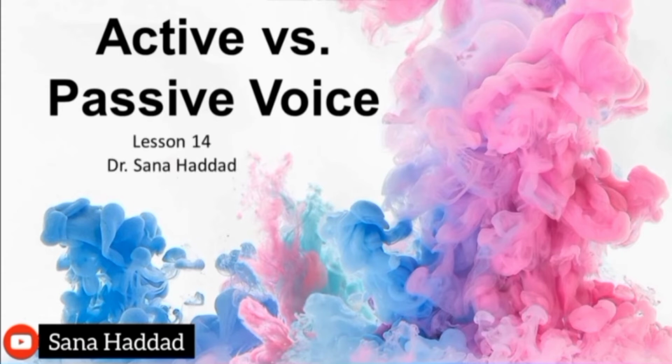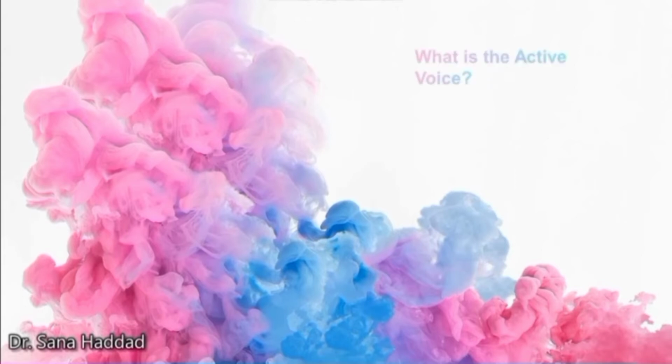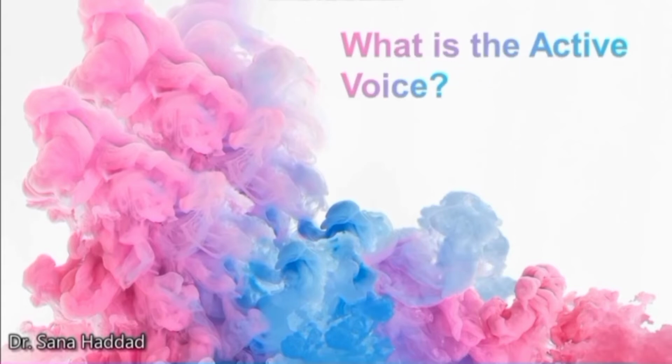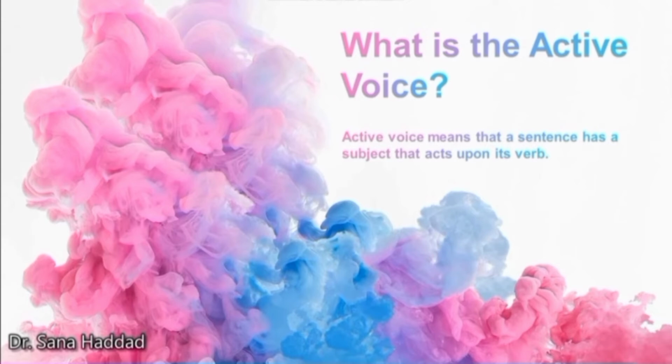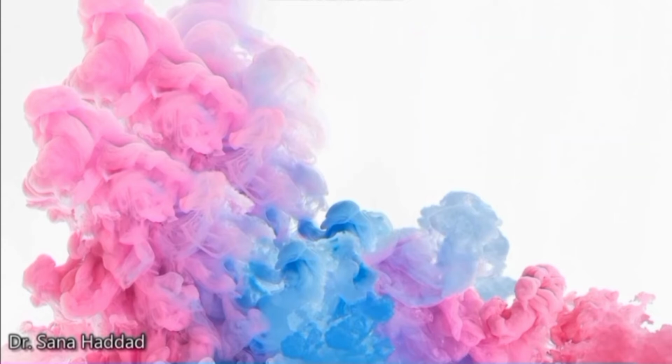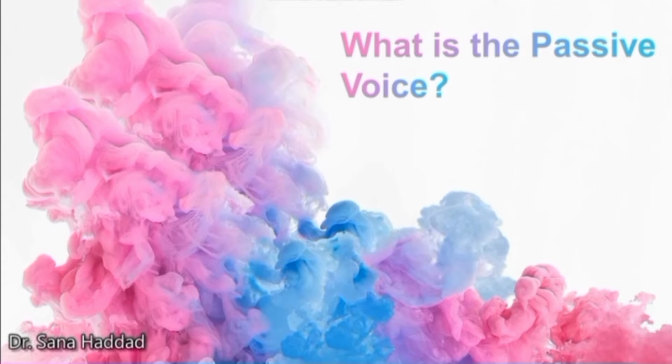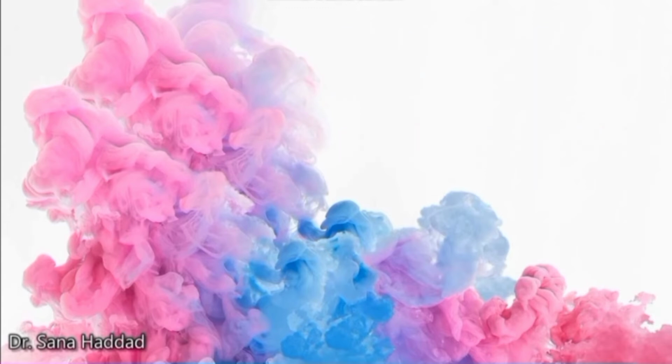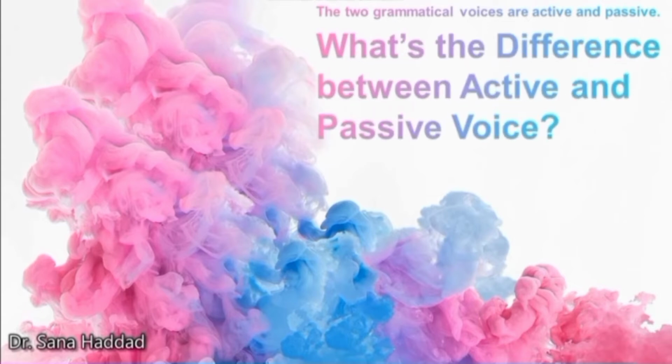Today we're going to talk about the active and passive voice. What is the active voice? Active voice means that a sentence has a subject that acts upon its verb. What is the passive voice? Passive voice means that a subject is a recipient of a verb's action. The two grammatical voices are active and passive. So what's the actual difference between the active and passive voice?